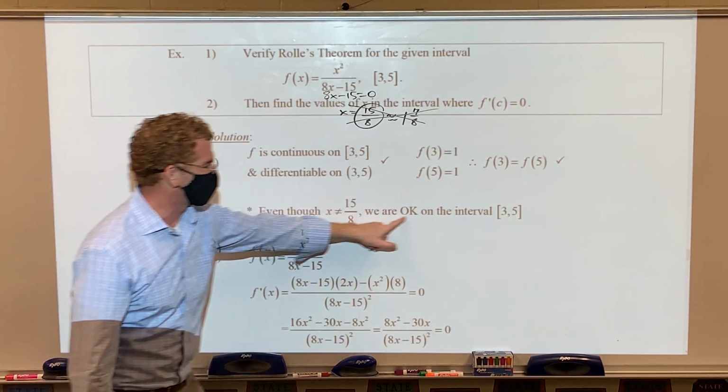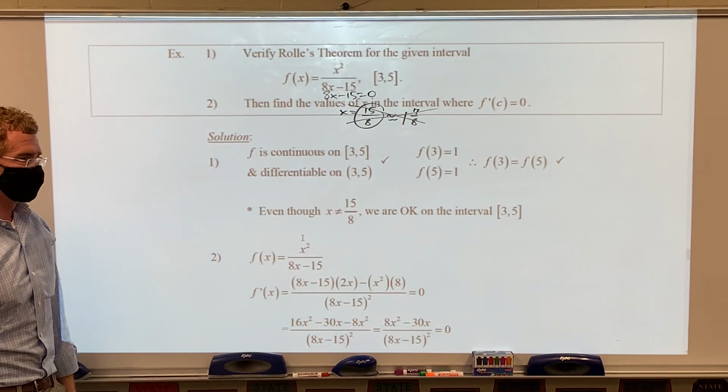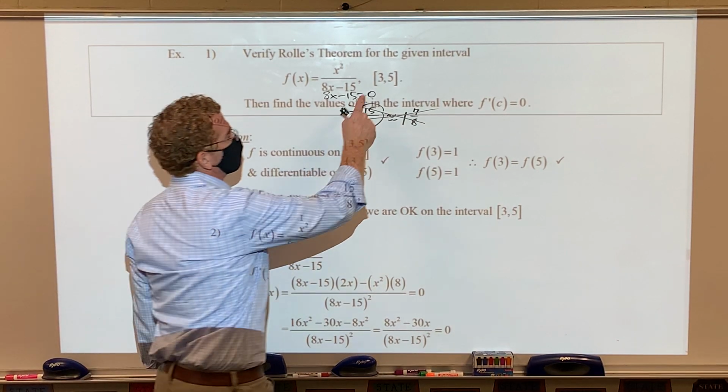Now, again, I made a comment about the 15/8. I don't have to worry about it on this particular problem. Now, what if the interval was -1 to 5?